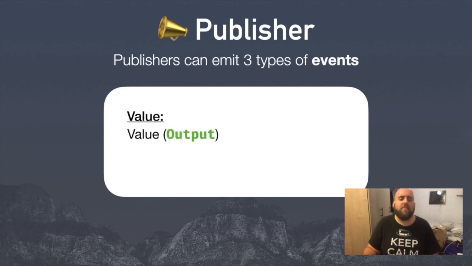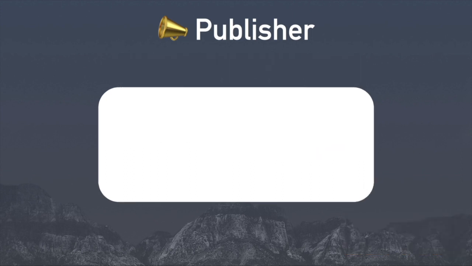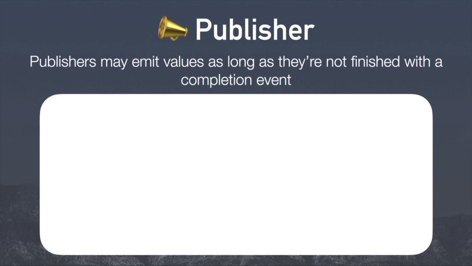Publishers can emit three types of events. It can emit values, and it can emit two different completion events. Finished, which means everything completed successfully, and failure, which means it completed but something went wrong, and you get the associated failure type along with it. Publishers may emit as many values as they want, as long as they're not finished with one of the completion events I just showed you.